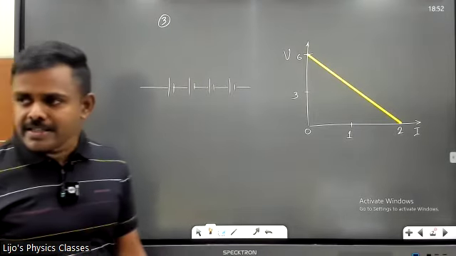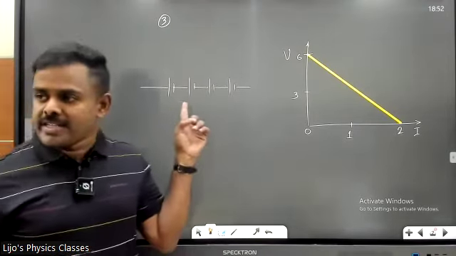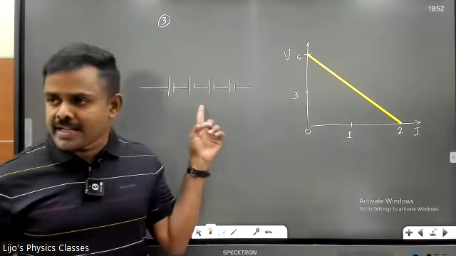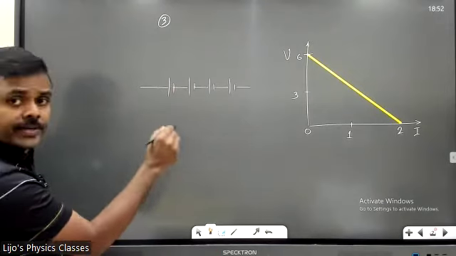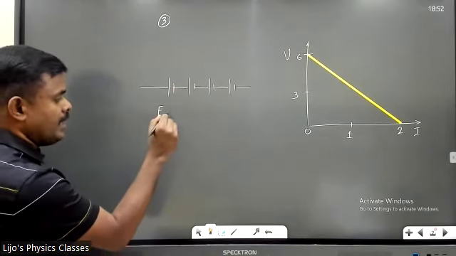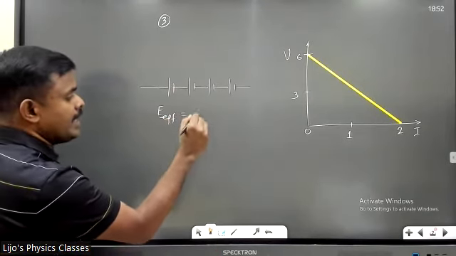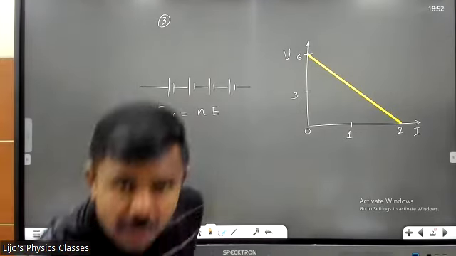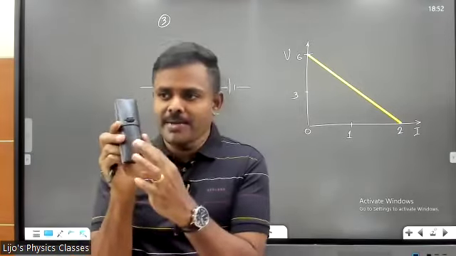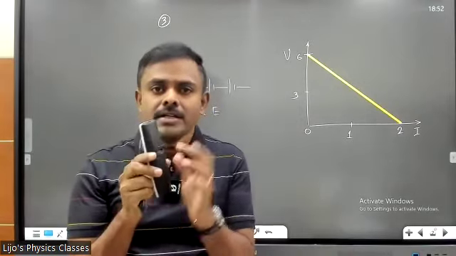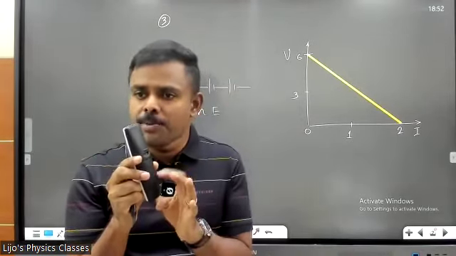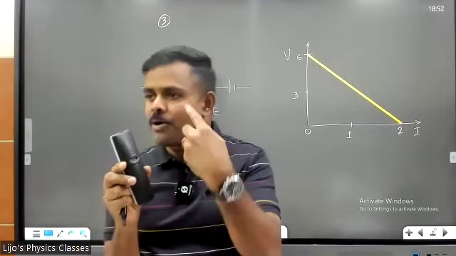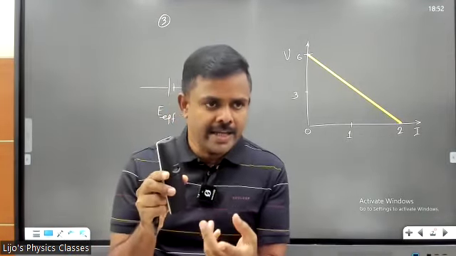Why is it called series? Because negative of one cell is connected to positive of the next. They are connected one after the other, right? For series combination, the effective EMF will be N times E. For example, yesterday I told you this remote has 2 cells inside. Why? Because the remote works on 3 volts. One cell is 1.5 volt. So 1.5 plus 1.5 is 3, right?